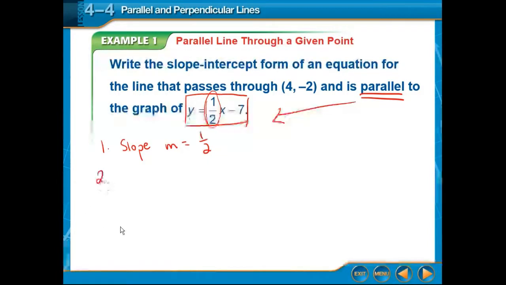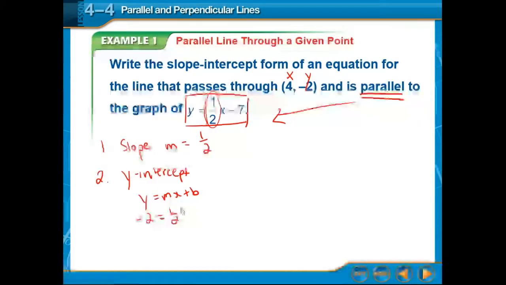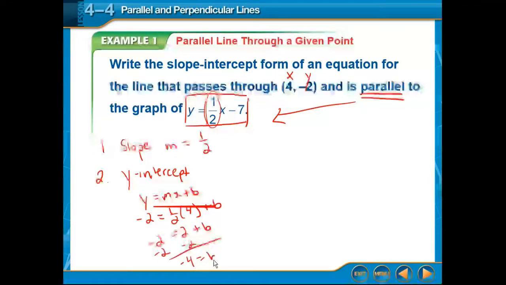Step 2 is to find the y-intercept. To find the y-intercept, we use the equation y equals mx plus b, and I use my m and my point. This is my x and my y. So I plug in those three things, -2 for y, m we just said is 1/2, and my x is 4. And now I only have one variable, b, and I can figure out what my y-intercept is. So 1/2 of 4 is 2. So -2 equals 2 plus b. I subtract 2 to get b by itself, and I get -4 equals b.